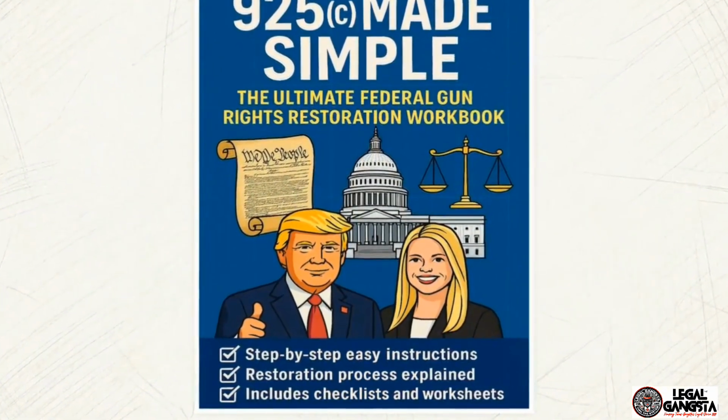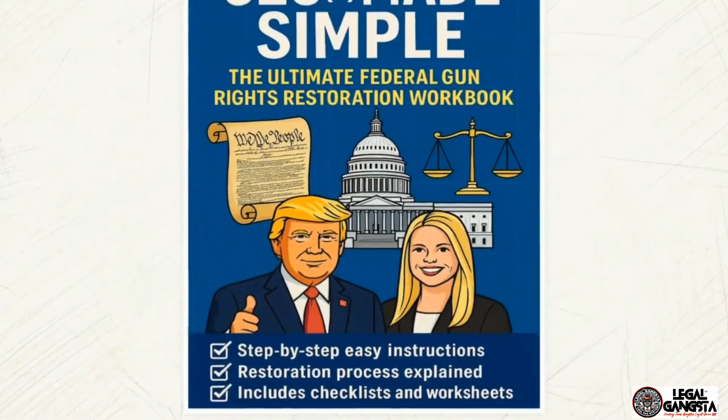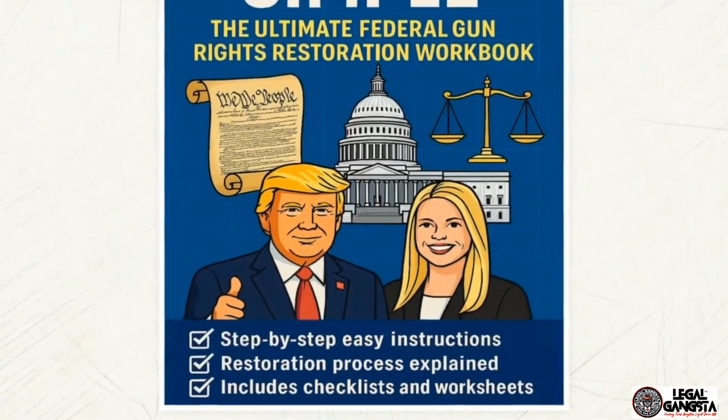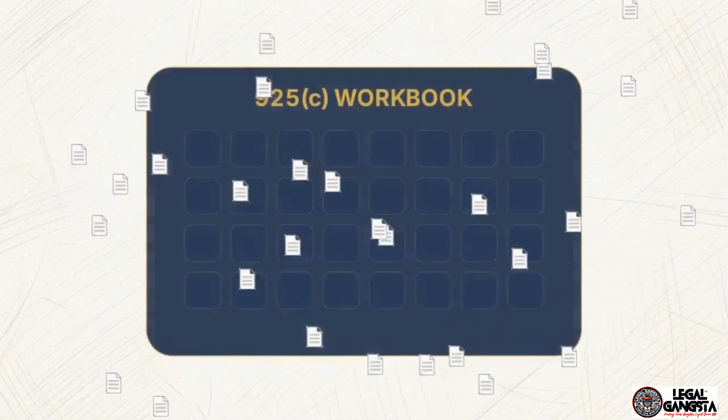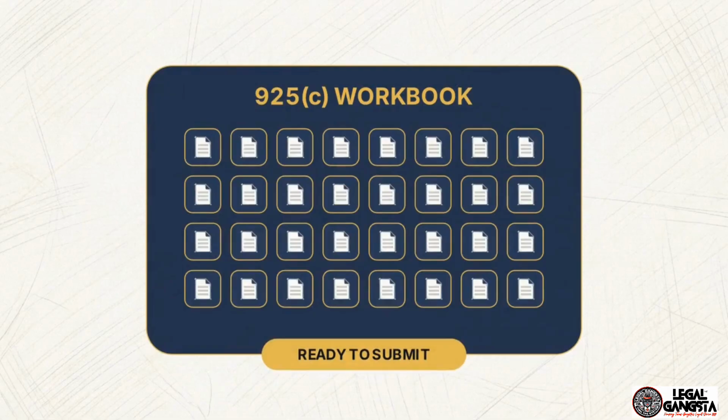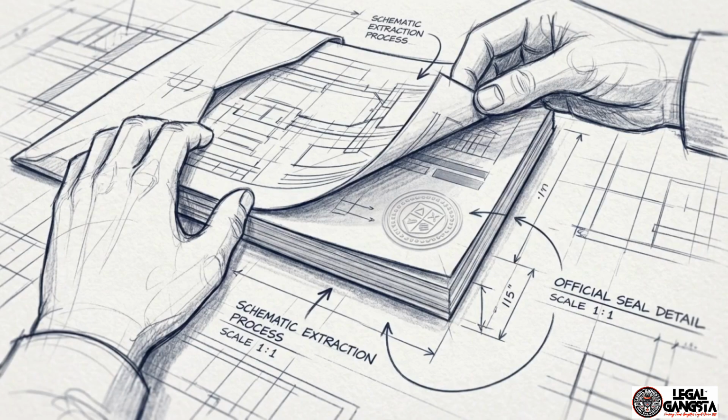As shown here, it provides step-by-step instructions, explains the restoration process, and contains the critical checklists you need to build your file. Utilizing this workbook takes an intimidating, chaotic list of federal demands and turns it into a structured, easily trackable project. With your framework in place, Step 3 is collecting your core legal records.